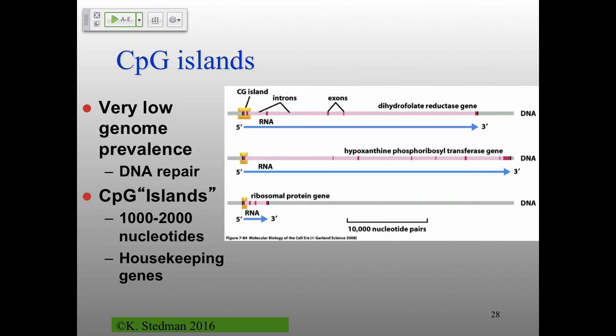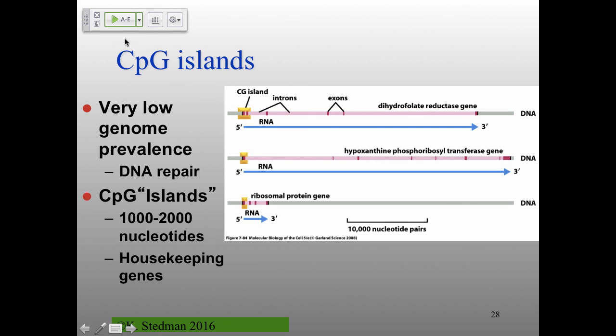The reason is that if you have them elsewhere in the genome, then methylation takes place. And if you have methylation, you'll have deamination, because you can't stop deamination. It just happens because we're in an aqueous environment at a temperature that we're happy with, 37 degrees Celsius. And so you have deamination of any C that is methylated and stays methylated for long periods of time.